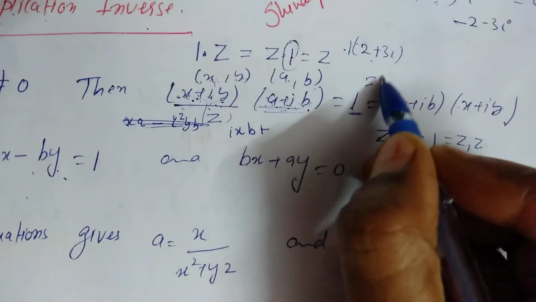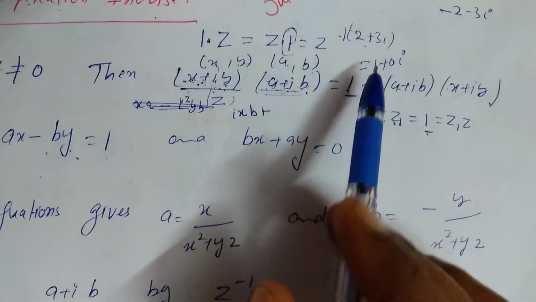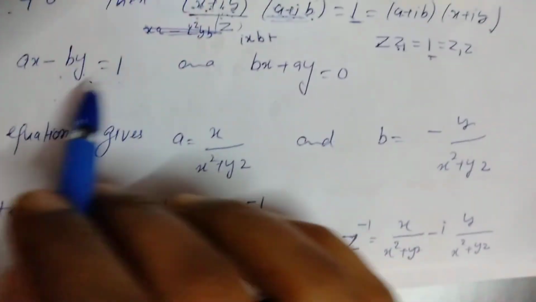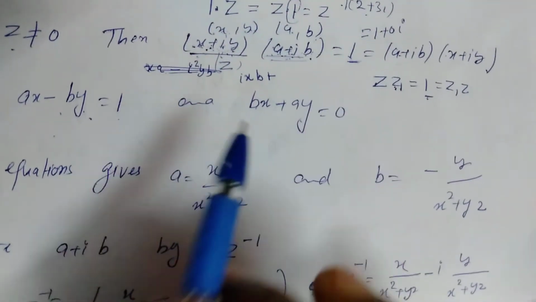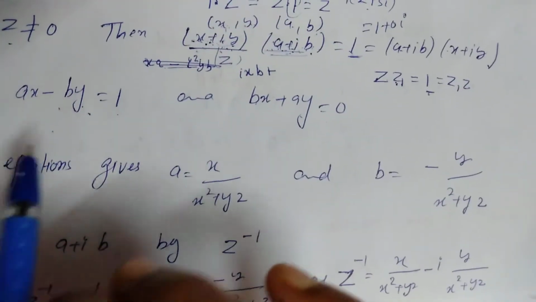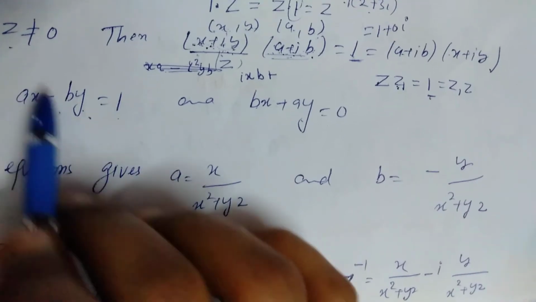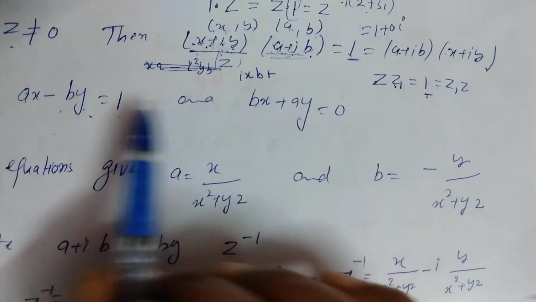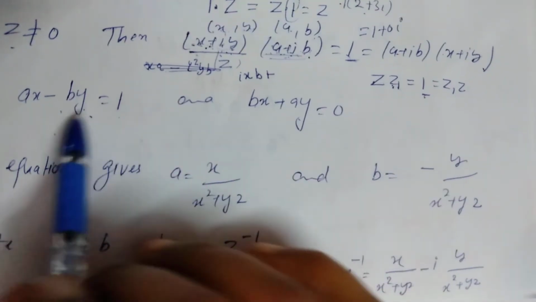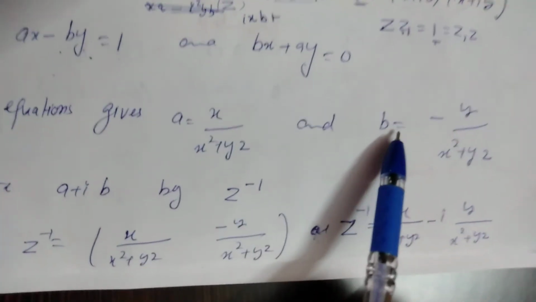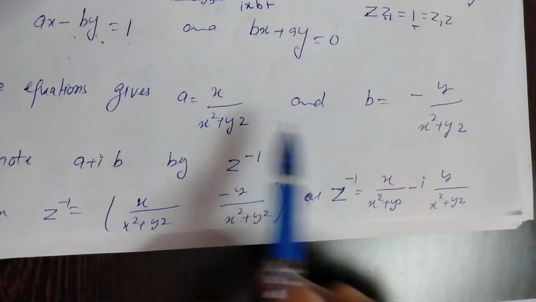1 can be written as 1 plus 0 iota. So what is the real part here? 1. And what is the imaginary part here? 0. So we solve these equations for the values of x and y. How do we solve these equations? You have to equate the coefficients. You have to make these coefficients similar by multiplying this equation with a, multiplying this equation with b, and subtracting. So we may achieve the values of a and b.